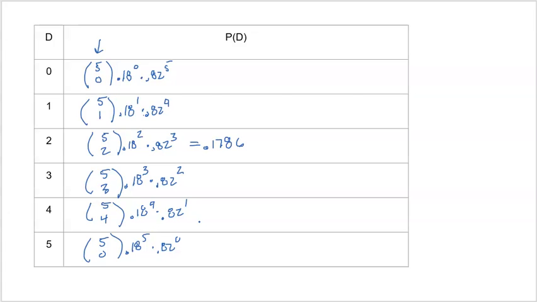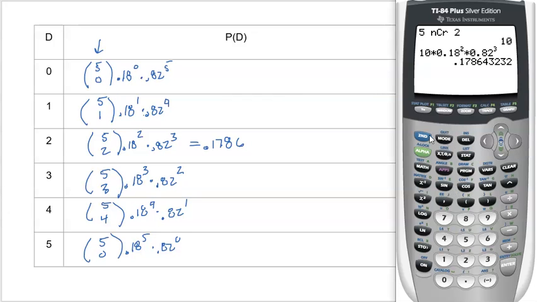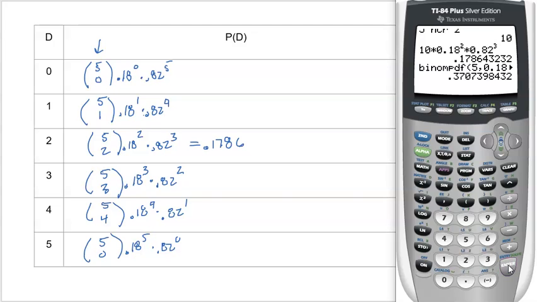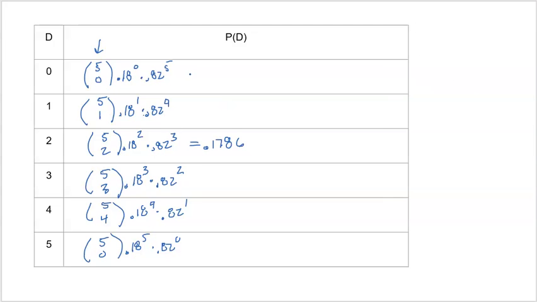All right, but now I have to repeat that for all of the outcomes. Or you may remember this. We can hit second vars, go to our list of distributions, grab the binomial PDF, and type in 5 trials, 5 batteries. The probability of a successful battery, which means it's defective, is 0.18. If I'm looking for 0 defective batteries, I hit enter again, and we get 0.3707.